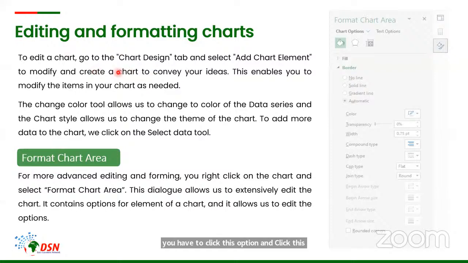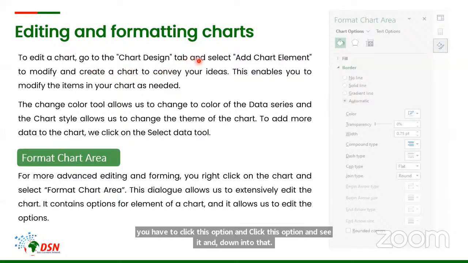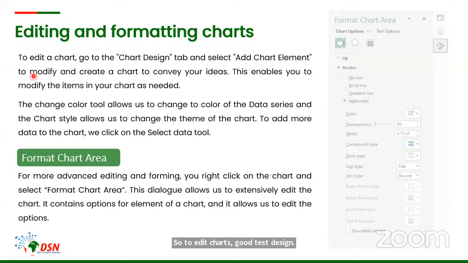To edit a chart, go to chart design, select add chart elements. You've seen me do that, to modify or create a chart to convey your idea. This enables you to modify the items in your chart as needed. You've seen me demonstrate change color, which allows you to change the color of your data series, and your chart style allows you to change the theme of your chart.